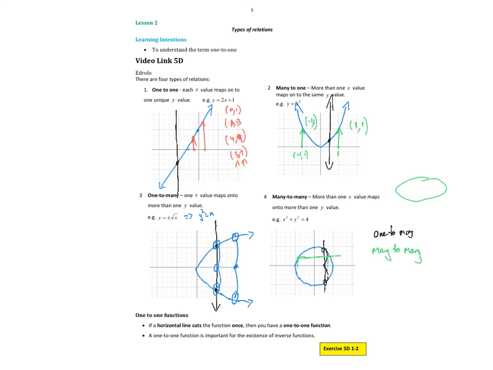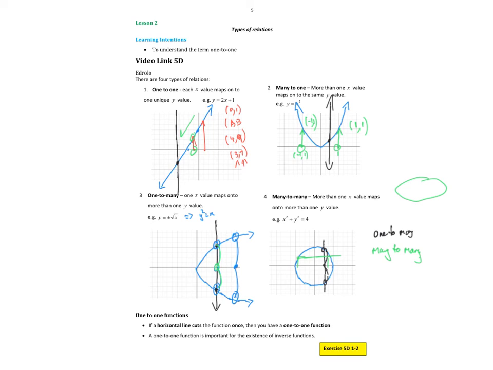So really we're just looking at types of relations. So always when you're trying to clarify in your head which one it is, how many x go to how many y? My straight line, 1x to 1y. My parabola, there's many x values, 1 and negative 1, going to the same y value. My plus or minus square root function, there is one x value going to many y values, one to many. And then obviously our circle is a many to many.